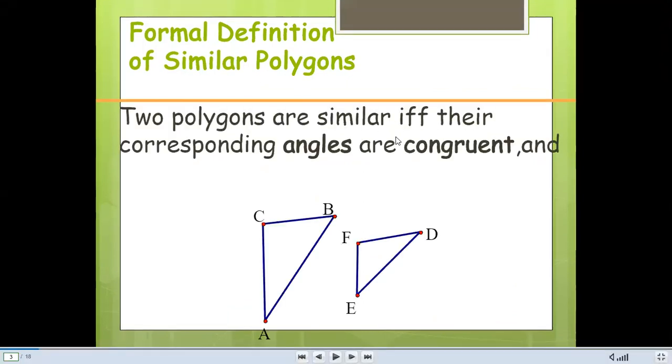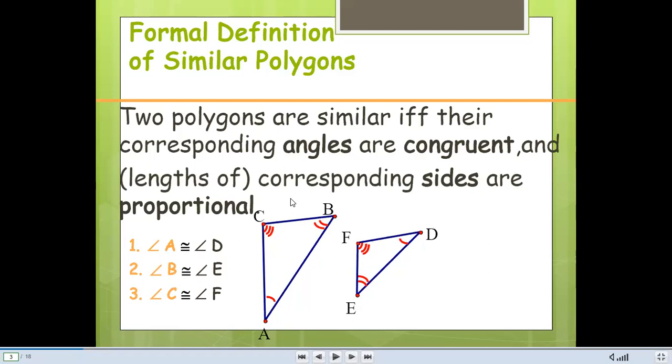The formal definition of similar polygons: two polygons are similar if their corresponding angles are congruent and their corresponding sides are proportional. Looking at those two figures, angle A is congruent with angle D, angle B is congruent with angle E, and angle C is congruent with angle F.